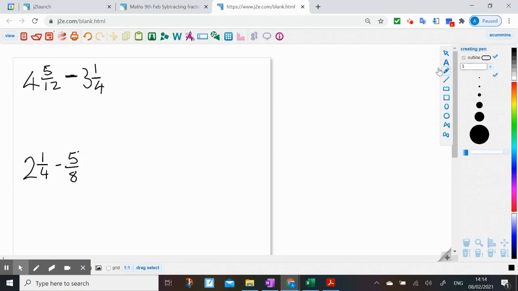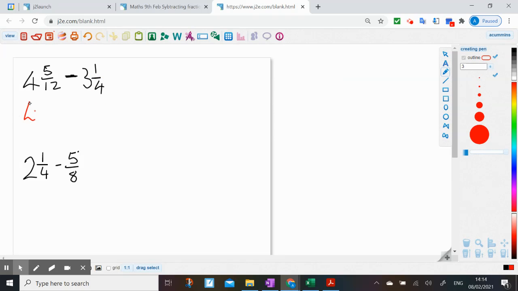So a lot of the process is very much the same as you were doing before. So we've got 4 and 5/12 take away 3 and a quarter. So the first thing you of course notice is that the denominators are not the same. So we're going to make them the same. So what can we do to make them the same? Well, we can make quarters into 12s if we count up in 4, 8, and 12 to make them the same. So let's do that.